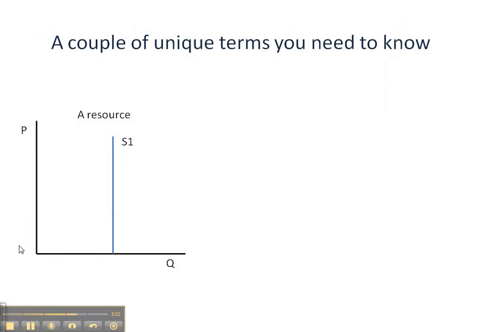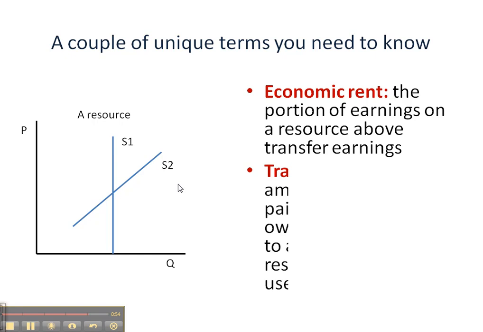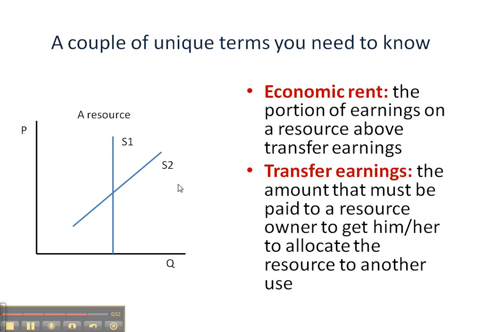A couple of vocabulary terms that we need to know. These would be economic rent and transfer earnings. When a resource has a perfectly inelastic supply curve like the one I've shown in S1, the earnings on it are called economic rent. If a resource has a perfectly elastic supply curve like the one I'm highlighting with my cursor, the earnings that a person earns on that are called transfer earnings. And for an upward sloping supply curve like I'm demonstrating in S2, the earnings that we get from that are a combination of economic rent and transfer earnings.